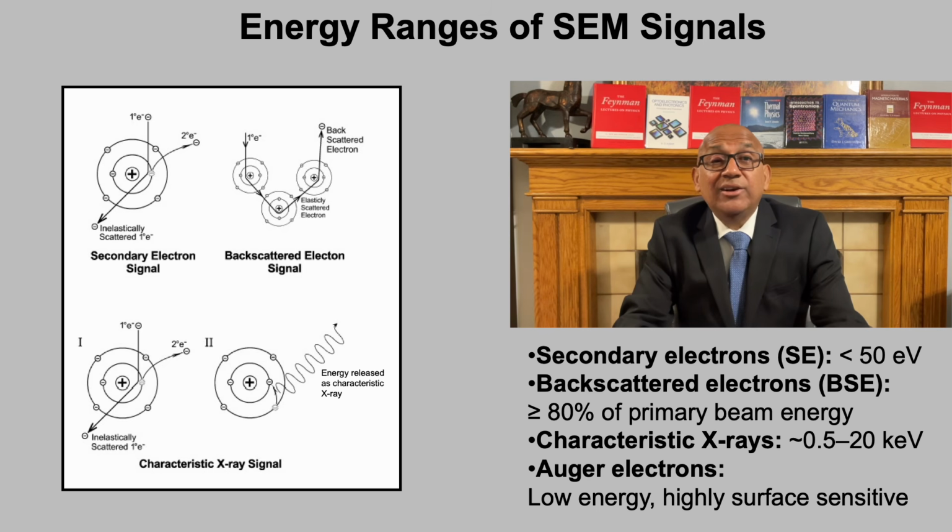Finally, Auger electrons are low-energy electrons produced through electron relaxation processes following inner shell ionization. Because their energies are very low, they can escape only from the top few atomic layers, making them extremely surface sensitive. Across all of these signals, the same principle applies. The energy of the emitted signal controls how far it can escape from the material and therefore what type of structural, compositional or surface information it provides.